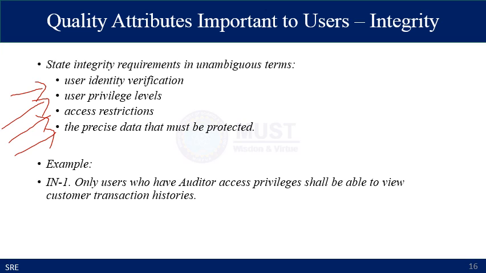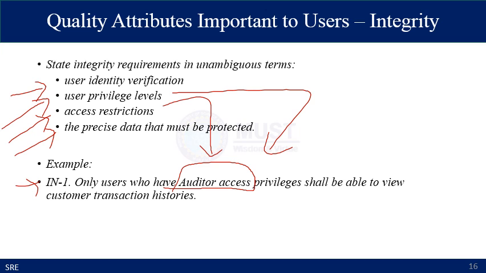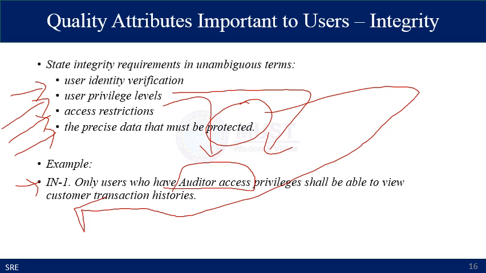Additionally, there should be a way to protect the data that the user has entered in your application or web application. An integrity requirement example is specified here: only users who have auditor access privileges shall be able to view the customer transaction history. So you have privilege maintenance applied here, access control applied here, and data protection applied on the customer record or customer transaction history. And additionally, user verification is required at the start of the login process.